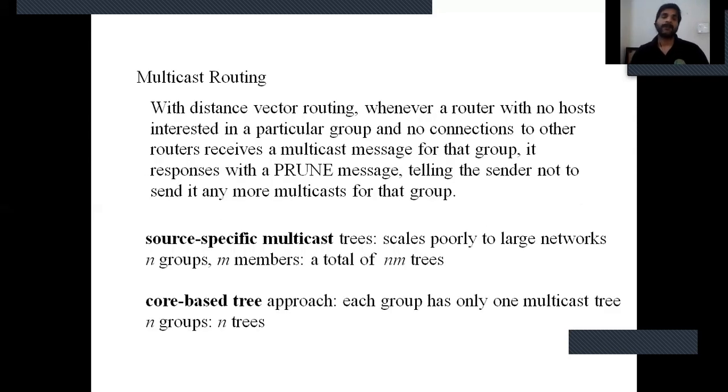Multicast routing with distance vector routing: whenever a router with no host interested in a particular group and no connection to other routers receives a multicast message, it responds with a message telling the sender not to send any more multicasts for that group. Source-specific multicast scales poorly to large networks, with n groups, m members, and a total of nm entries. This is the example of multicasting.